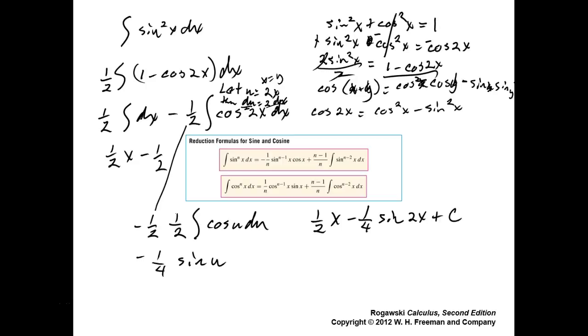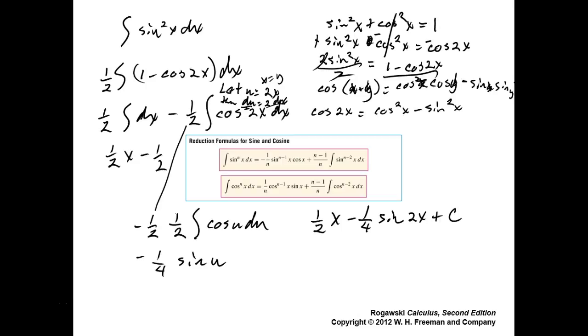Now, that's not quite what they have in the book, though. Okay? Say again? Okay, well, yeah, but it's still got something else. Here we have a sine 2x.